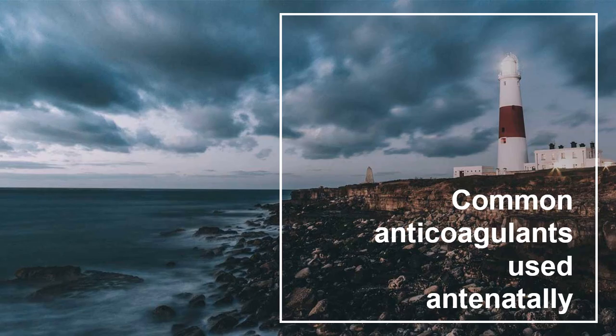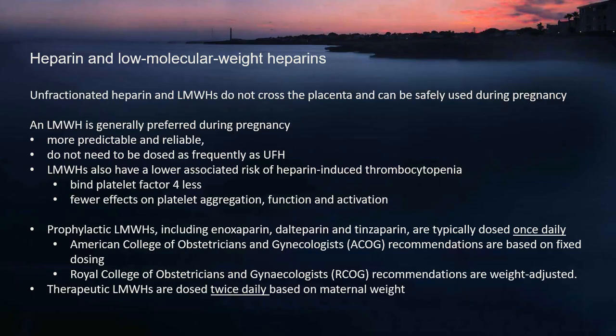So, what is the most common anticoagulant used antenatally? I think most of you are probably much better versed than me when it comes to the pharmacology of anticoagulants used antenatally. In our practice, unfractionated heparin and low molecular weight heparins are most commonly used, and low molecular weight heparin is much more the preference. It does not cross the placenta, and it has a good safety profile during pregnancy.